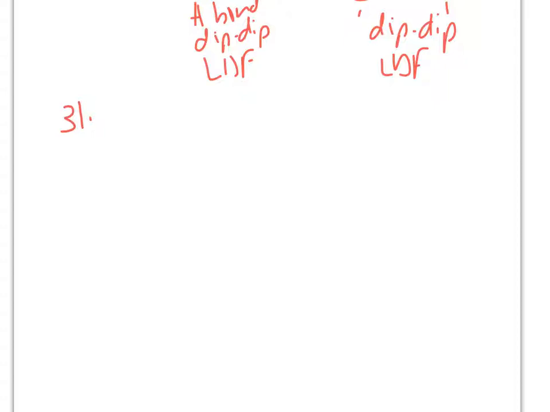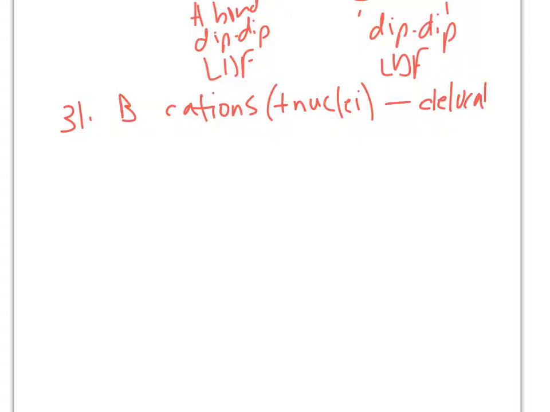C, attraction between nuclei and electron pairs. Nope, they're not paired up. Or D, the attraction between nuclei and anions. So B is the best choice. We describe the nuclei as cations, or the positive nuclei from each metal, and they are then attracted to the delocalized or freewheeling electrons. And that's why they have so much in common with ionic bonds.